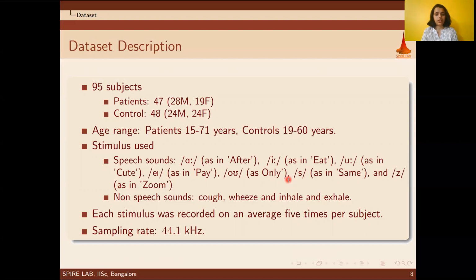For this work, we recorded speech sounds like R, E, O, U, Ye, S, and Z, and non-speech sounds like cough and wheeze. These are also referred to as breath sounds in our work. The inhale and exhale parts of the breath sound are considered separate stimuli in our work. Each stimulus was recorded on average 5 times per subject. All recordings were done at a sampling rate of 44.1 kilohertz.